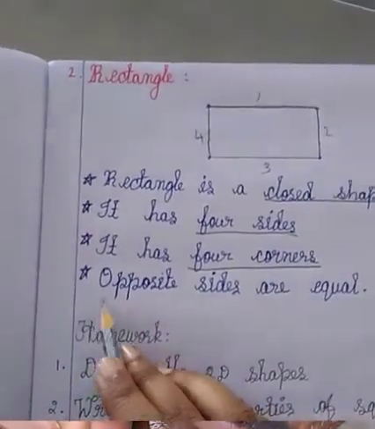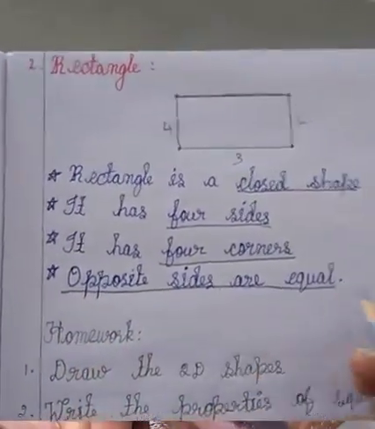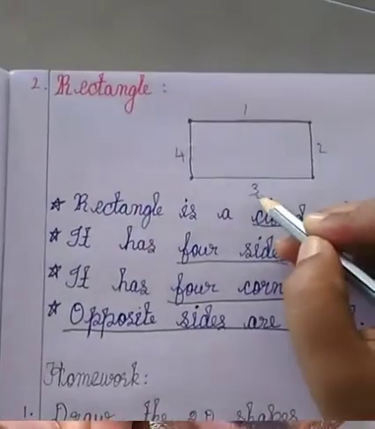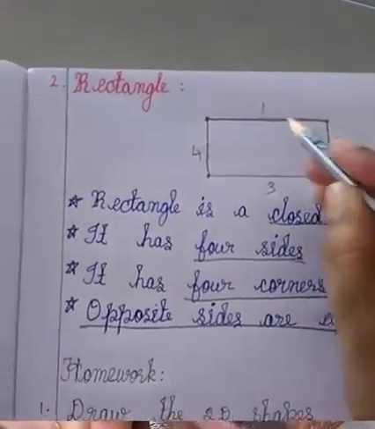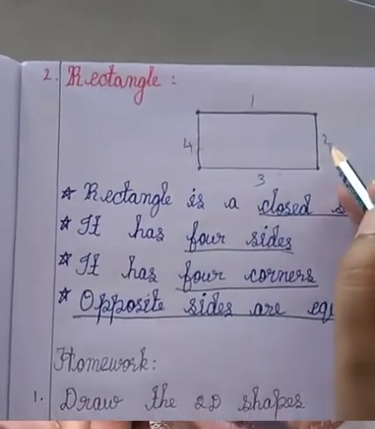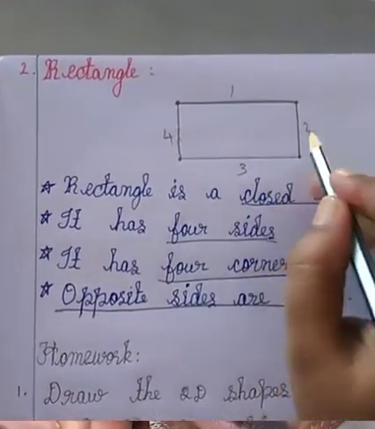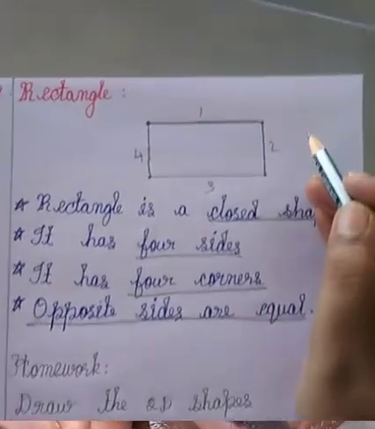See the last point. Opposite sides are equal. See, 1 and 3 are the opposite sides of each other. The two sides are equal. 4 and 2 are opposite sides of each other. The two sides are equal. Rectangle means opposite sides are equal.